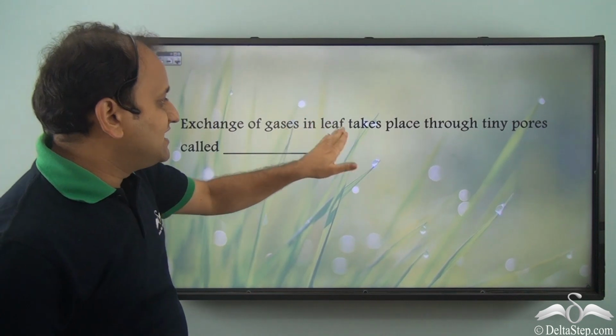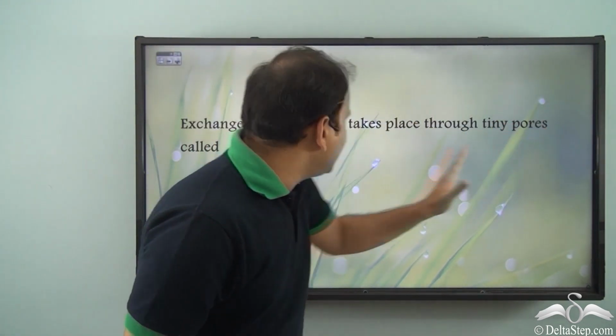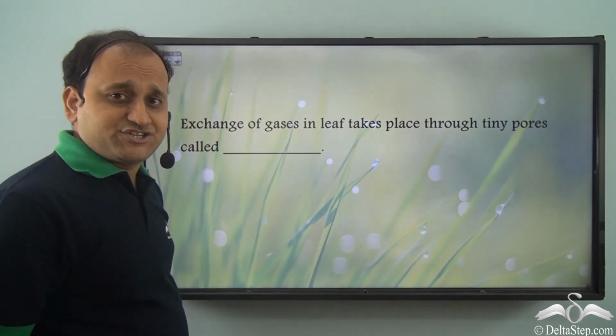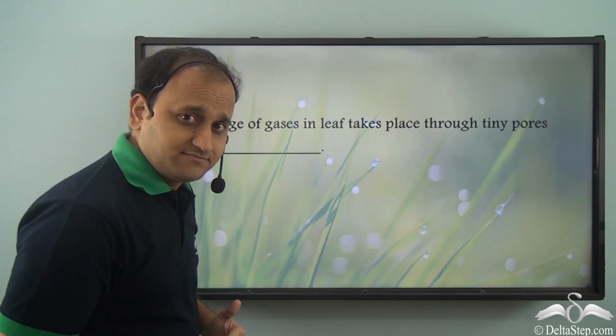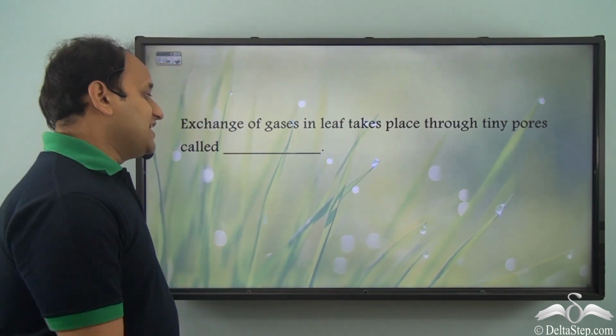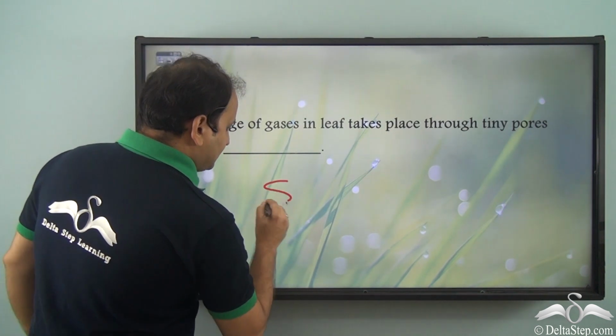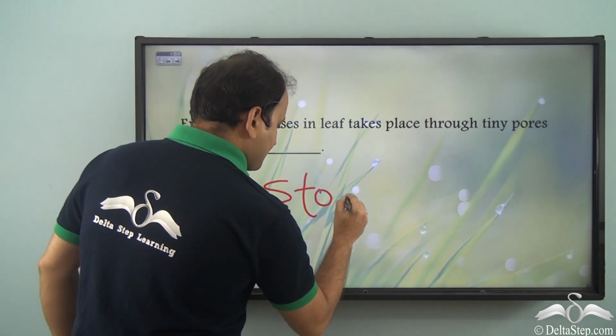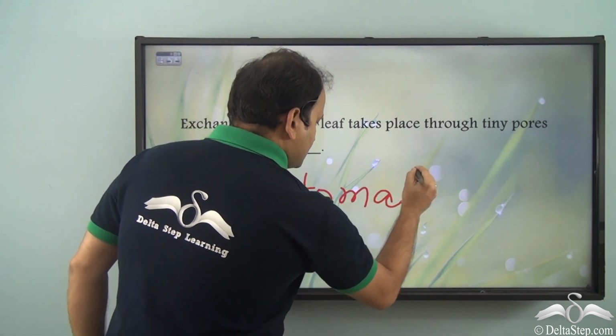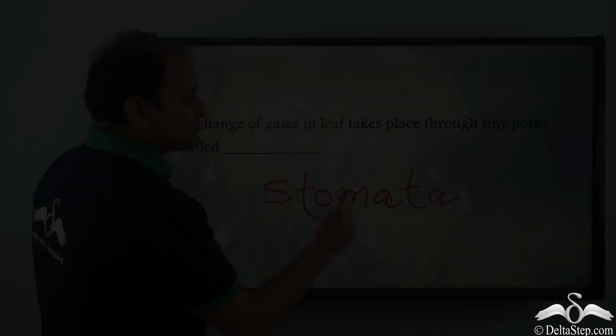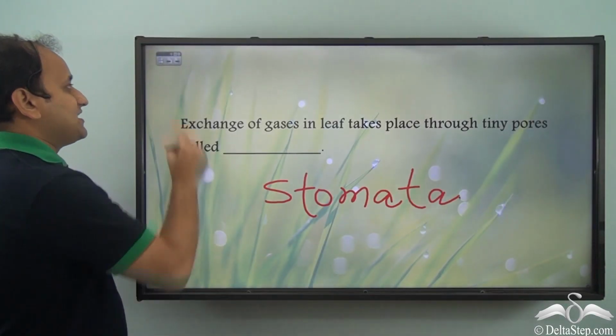So now can you answer this question? Exchange of gases in leaf takes place through tiny pores called dash. What is the right answer? Well, the right answer is stomata. So these tiny pores are called stomata.